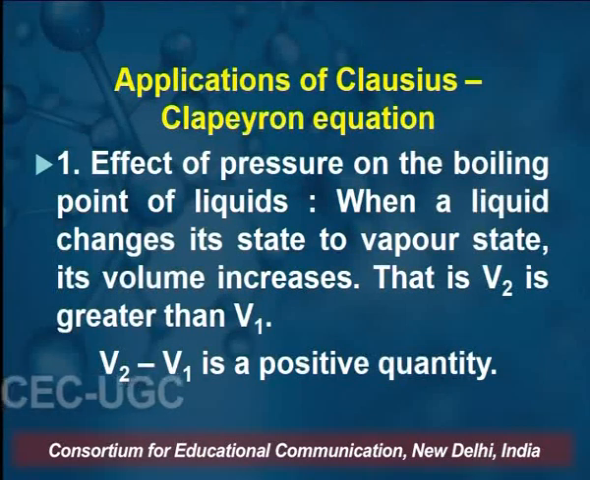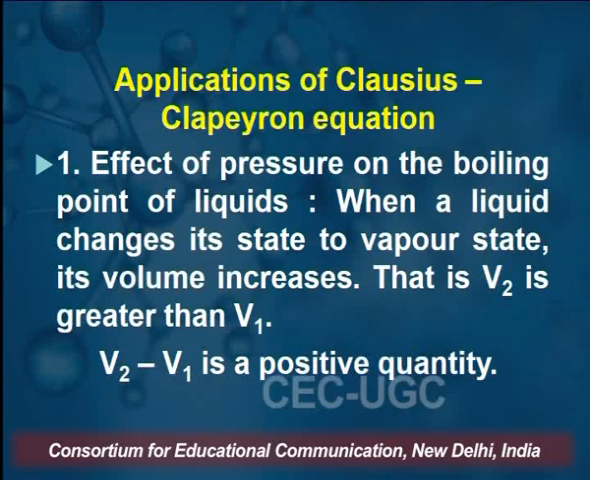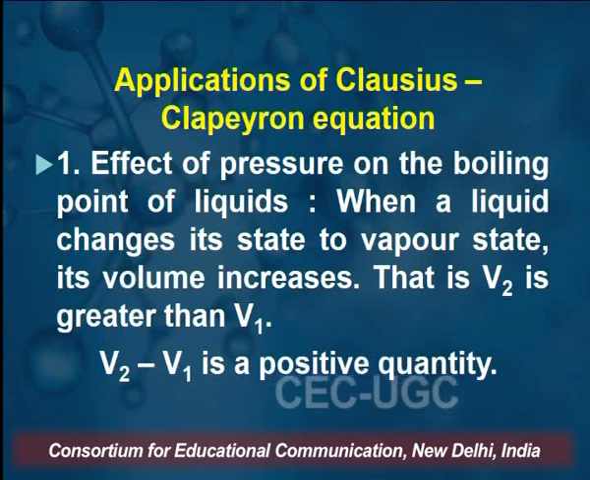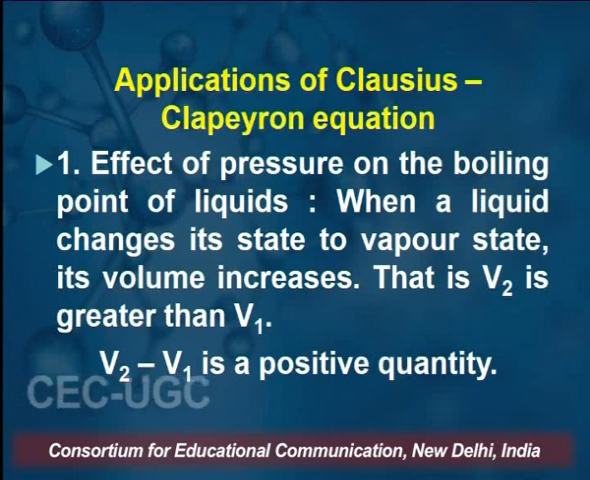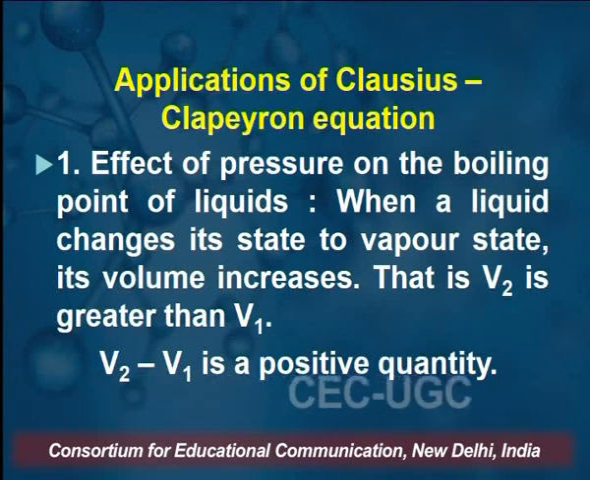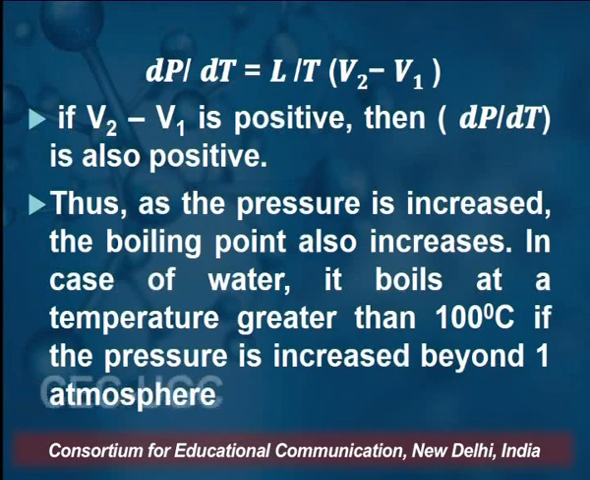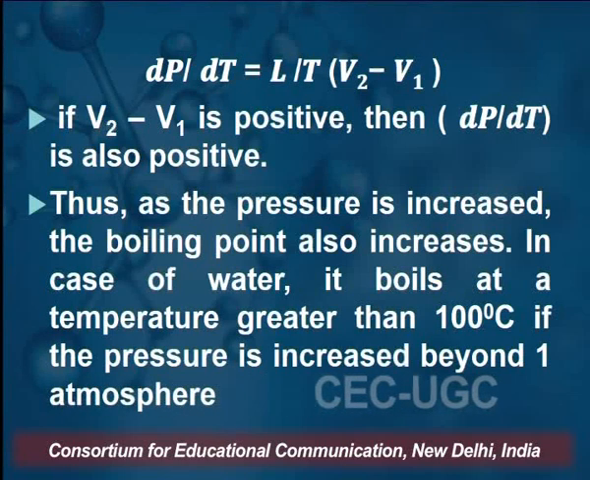Now let us discuss the applications of Clausius-Clapeyron equation. The first is the effect of pressure on the boiling point of liquids. When a liquid changes its state to vapor state, its volume increases, that is, V2 is greater than V1, or V2 − V1 is a positive quantity. From Clausius-Clapeyron equation, we have dP/dT is equal to L/T(V2 − V1). Since V2 − V1 in the denominator is positive, it follows that the left hand side, that is dP/dT, is also positive.